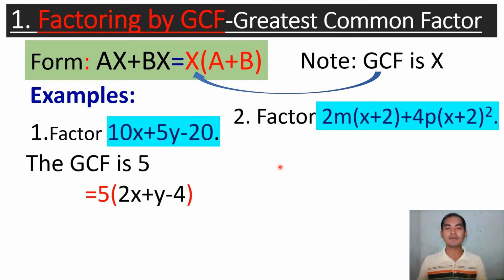Another example. Suppose you are going to factor 2m times the quantity of x plus 2 plus 4p times the quantity of x plus 2 squared. Now, before you factor this, dapat alam nyo kung ilang terms meron tayo sa given expression. There are only two. The first term, yung 2m times the quantity of x plus 2, and the second term, 4p times the quantity of x plus 2 squared.